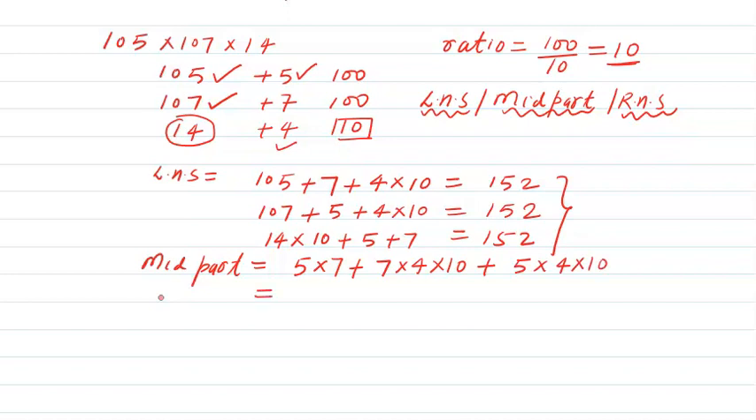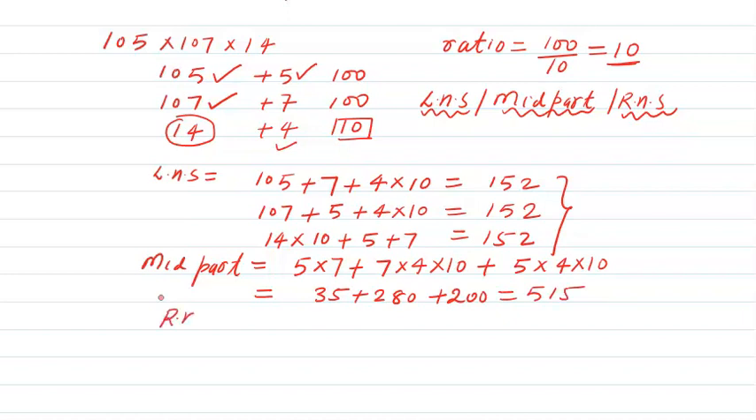So what is the middle part now? Middle part now is 35 plus 280. Let me write it for your convenience. 35 plus 280 and plus 200. So total is 515. So that is my middle part.